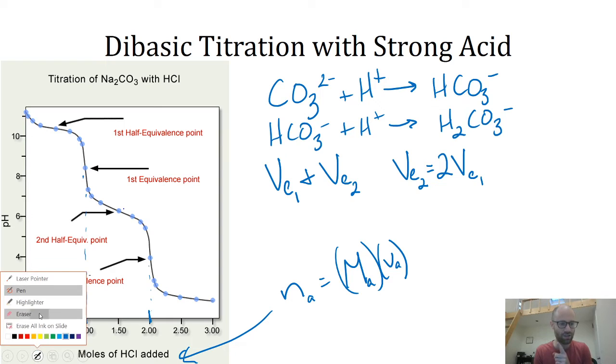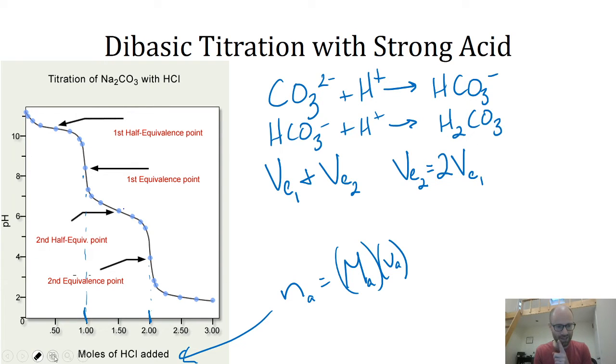And no, I did just notice H2CO3 does not have a negative charge. That would be silly of me. Thank you for pointing that out.